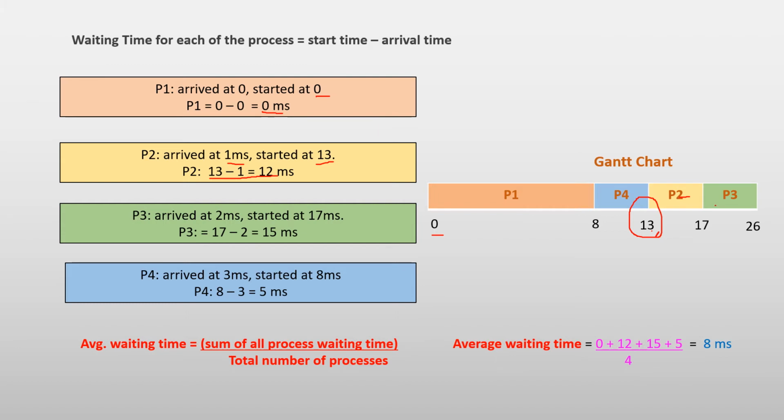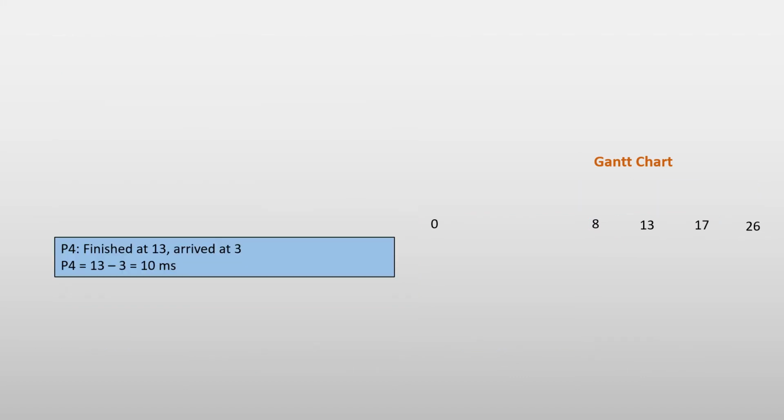Next was P3. P3 started at 17 milliseconds and it had arrived at 2 milliseconds in the system. So 17 minus 2 is 15 milliseconds. So process P3 was in the waiting state for 15 milliseconds. P4 started at 8 milliseconds and it arrived in the system at 3 milliseconds. So the total amount of time that it had to wait was 5 milliseconds. The average waiting time is 0 plus 12 plus 15 plus 5 divided by 4, which is equal to 8 milliseconds. So the average waiting time for all of these processes is 8 milliseconds.